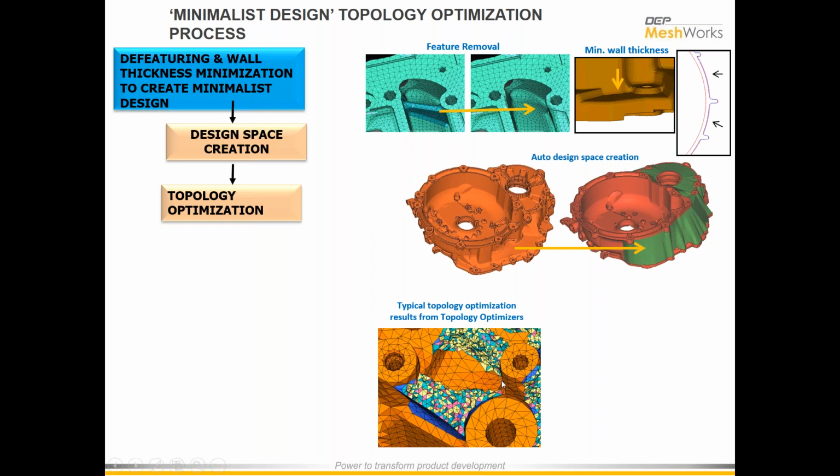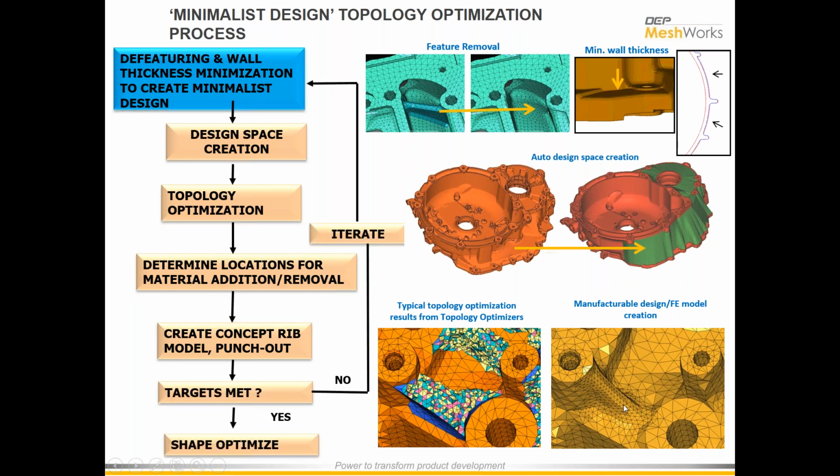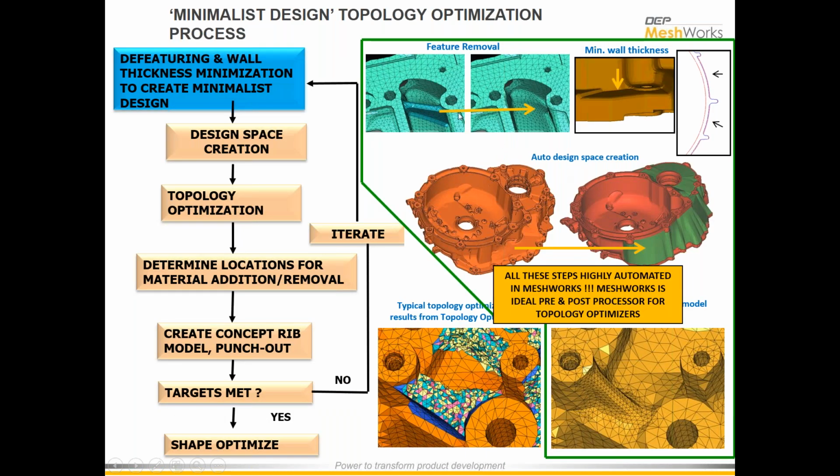You create the topology results, and from those results, convert them into manufacturable designs and the corresponding FE models. So Mesh Flux can effectively take your entire workflow for topology optimization and automate that to get you the results very, very fast.